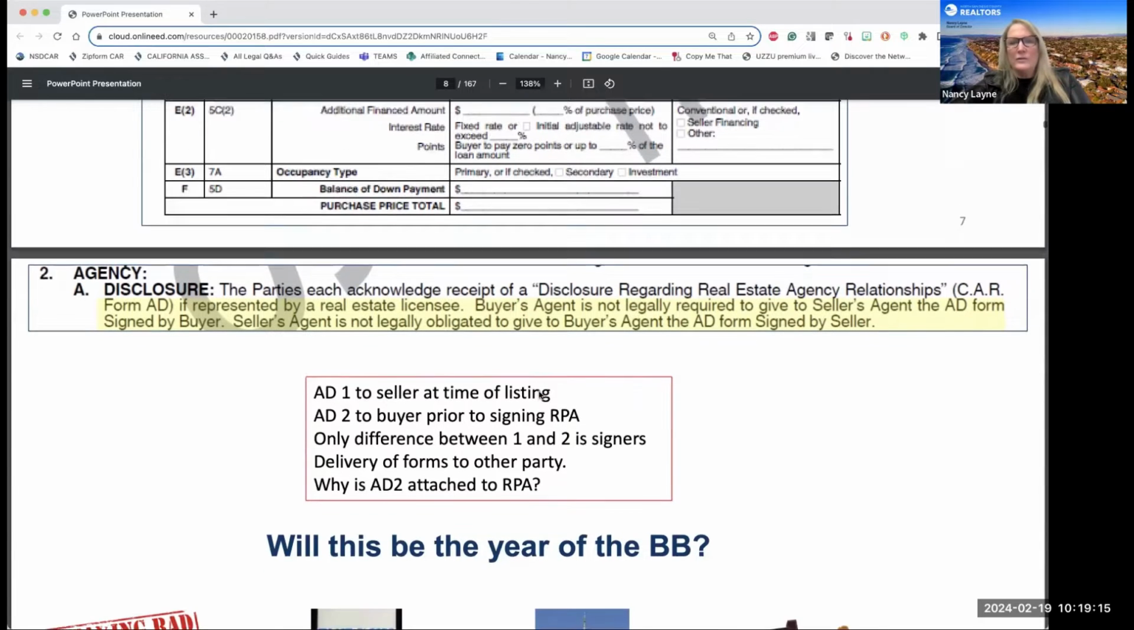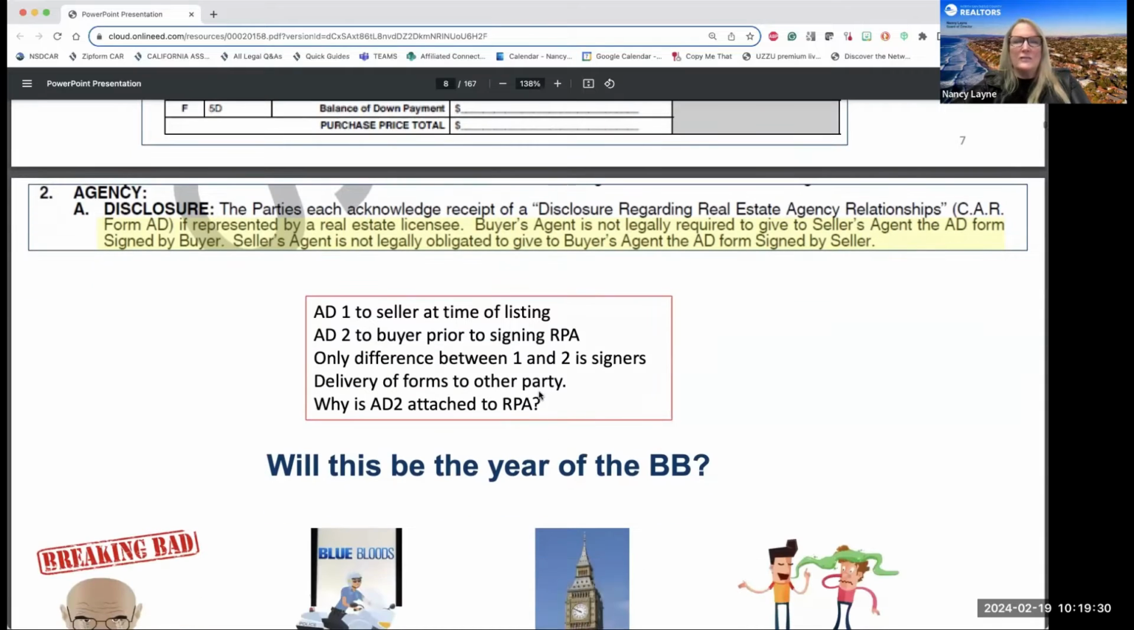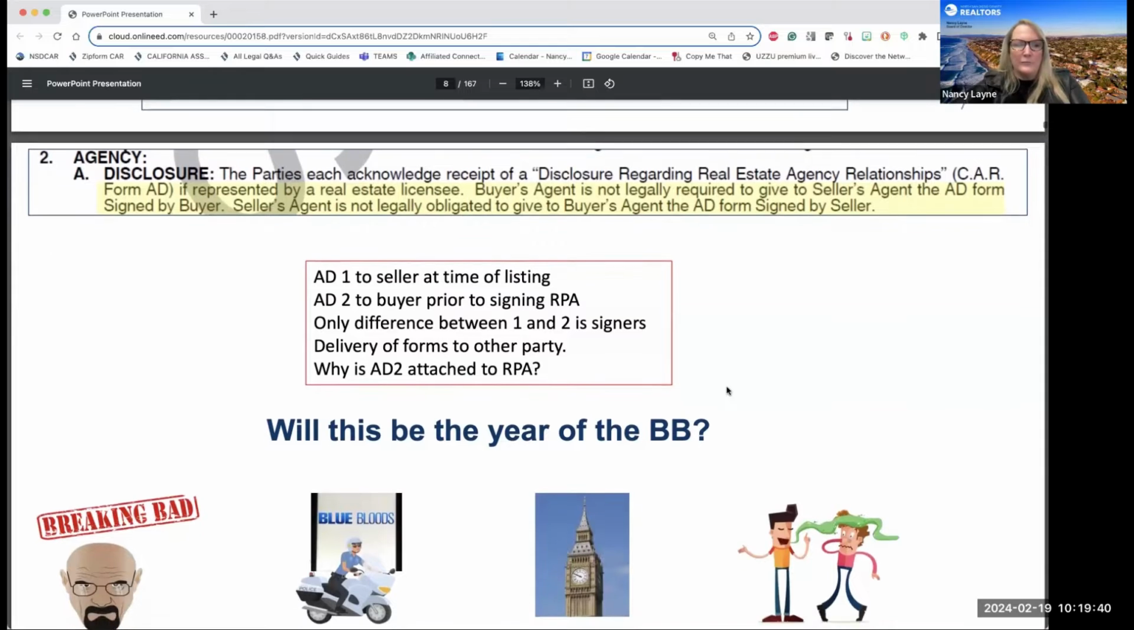You also want to make sure that the disclosure regarding real estate agency relationships is clearly identified, as I mentioned in the very beginning, and that all of the information is in there. That is a requirement before the contract is signed. Unless that is filled out properly, again, it's not a huge issue, but if it is incorrectly filled out, you don't technically have a completed form.